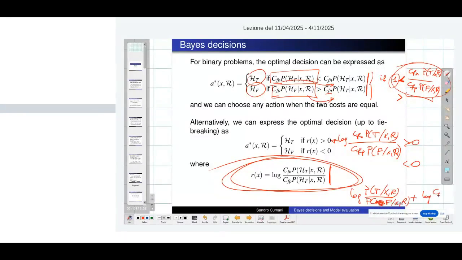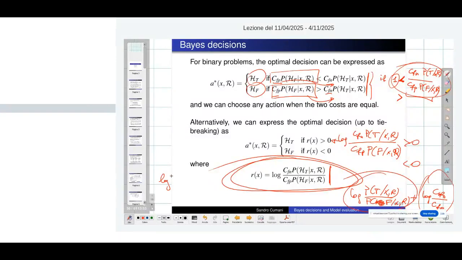Plus a logarithm term that contains the ratio of the two costs, the costs of the two errors. And we observe already here that what matters is the ratio of the two costs to make the decision, because they appear only as a ratio. So what really matters is not the absolute value of the cost, but the relative value of the costs of the two errors that we can make. In any case, this was the class posterior ratio that before we were comparing with 0.